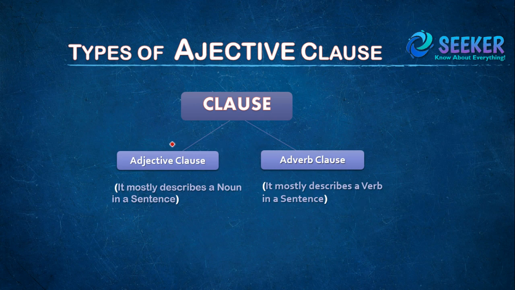It clearly tells us what kind of dependent clause these are. Now remember that an adjective clause mostly describes a noun in a sentence, while an adverb clause mostly describes a verb in a sentence. So whenever a noun is being described, it will be an adjective clause. On the other hand, if a verb is being described, then it would be an adverb clause.